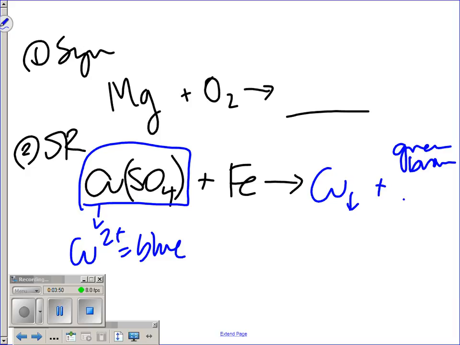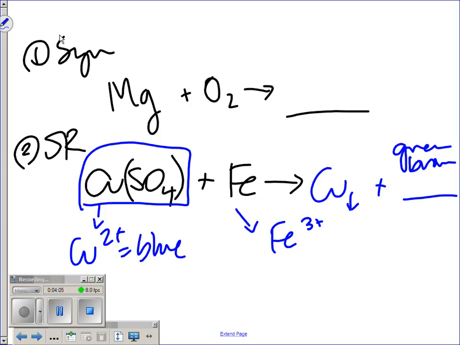And then you have this leftover stuff. And I will tell you the most common charge of iron, if it's forming an ionic compound, the most common charge of iron is iron 3. So use that to form your final product as you do your single replacement. Iron will form a 3.